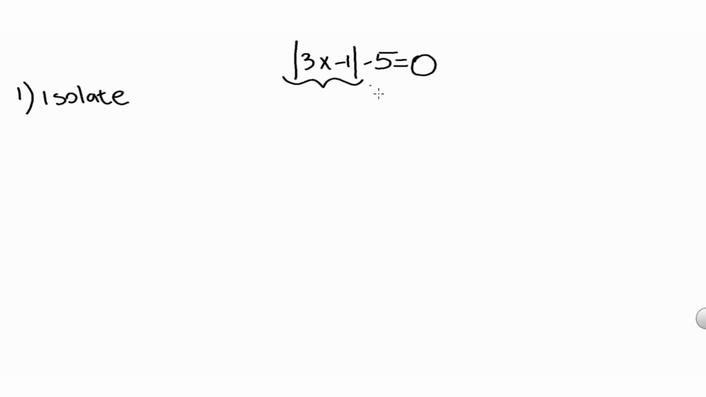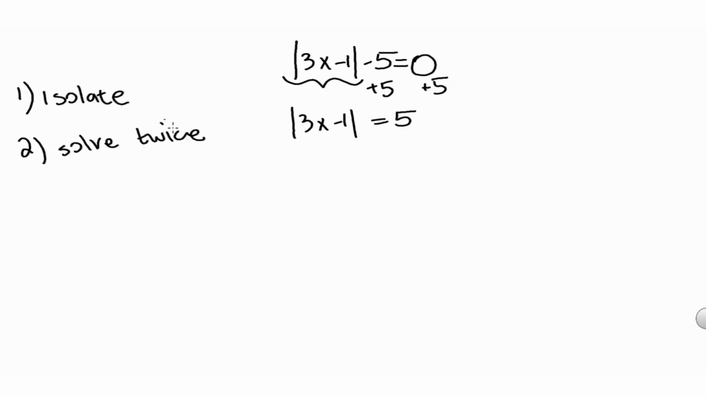And I'll do that by adding 5 to both sides of the equation. That gives me |3x - 1| = 5. So I've completed this first step, and now I'm ready to solve. The second step is to solve it twice. Once for the positive value and the second for the negative value solution.